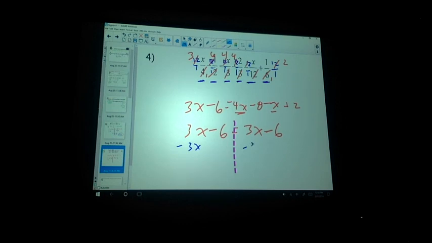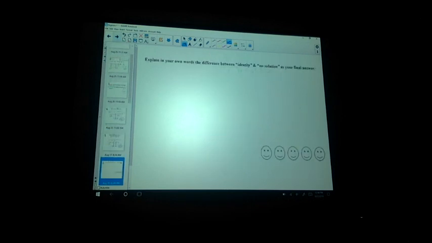Let's subtract 3x from both sides. True or false? Is it true? Infinite solutions. Yeah, infinite solutions. Okay? Can I move on? Yeah? Wait, what is infinite solution? It means that every number in the world that you plug in will work. Okay? All right. So identity means everything works. No solution means nothing works.